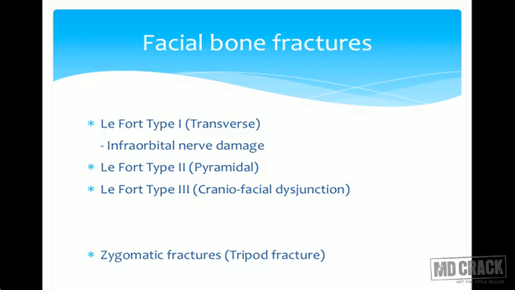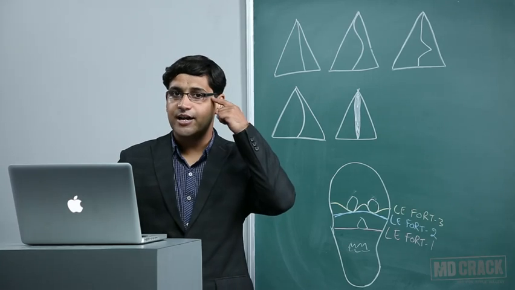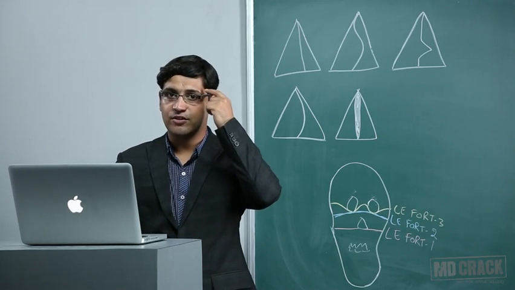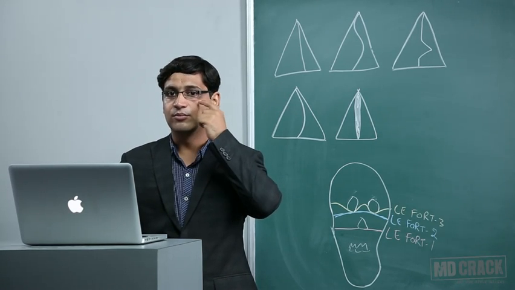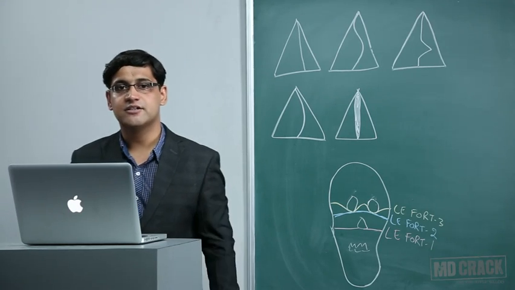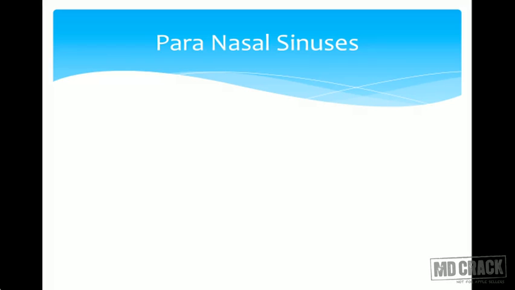Another fracture of the facial bone is the zygomatic fracture, also known as tripod fracture. Why tripod? Because the zygoma bone is situated here. It gets detached from the frontal bone, from the temporal bone and from the orbit. So this is known as a tripod fracture. It can be asked directly as an MCQ. So this concludes our nose.